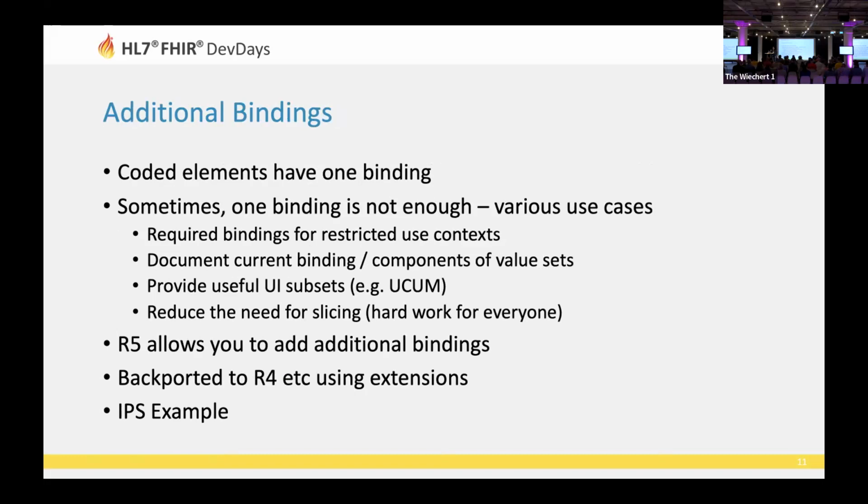In some contexts, we have additional binding rules, like in IPS. It's one value set in all cases, but in a lot of countries they can say, well, we can narrow that value set down. We can document current bindings and components of value sets. A current binding is where the law says you have to use this value set, but there's lots of legacy records that don't use that value set. We can provide useful UI subsets, like 500 common UCUM terms for people, and it reduces the need for slicing. This is such a significant thing that we backported it with an extension in the tooling IG, and there are examples of its use in IPS and also in release 5 around language.